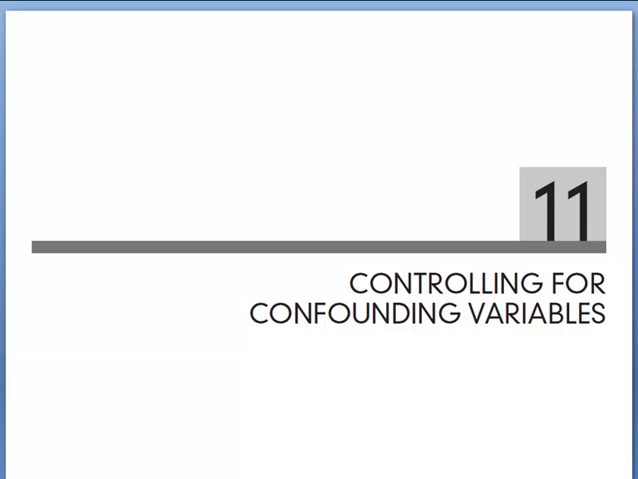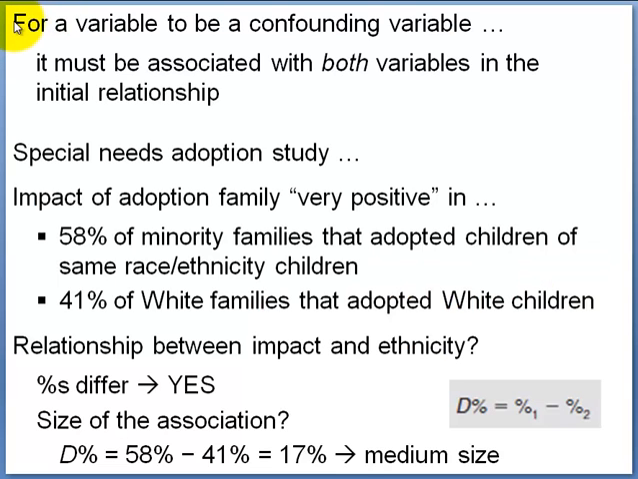Okay, in Chapter 11 we're going to look in greater depth at how one controls for a confounding variable, and look in greater depth also at issues related to cause. Well, as you know, a confounding variable is a variable that affects the pattern of relationship between two other variables. Now, basically and pragmatically speaking, for a variable to be a confounding variable, that is, for it to have a substantial effect on the size of relationship or pattern of relationship between two other variables, it's got to be associated with both variables in this other relationship.